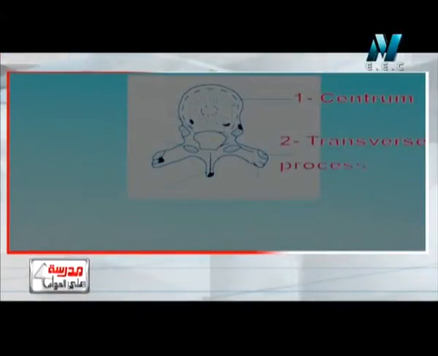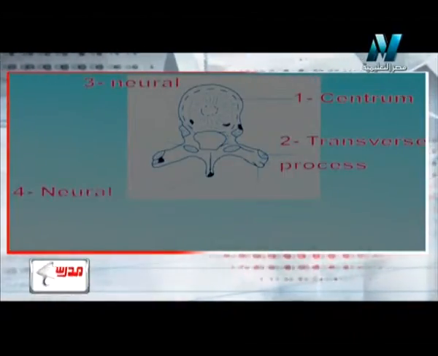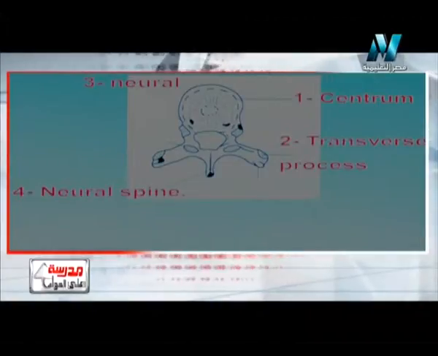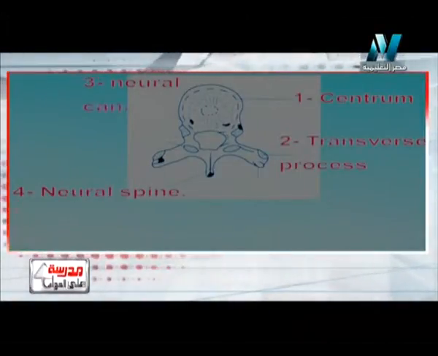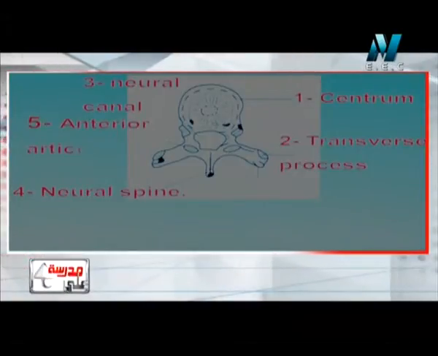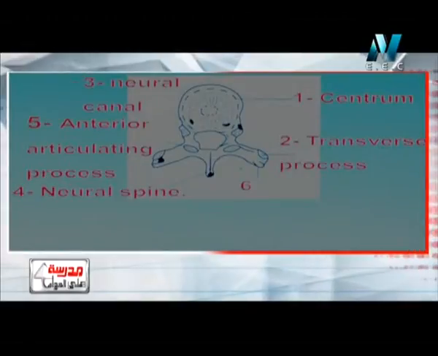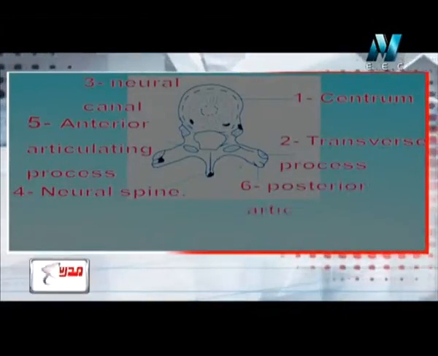Number 1, centrum. Number 2, transverse process. Number 3, here we have a neural canal. Number 4, neural spine. Number 5, anterior articulating process. Number 6, posterior articulating process.